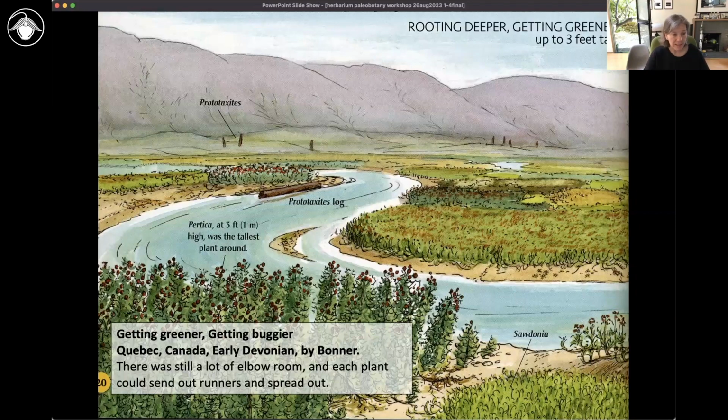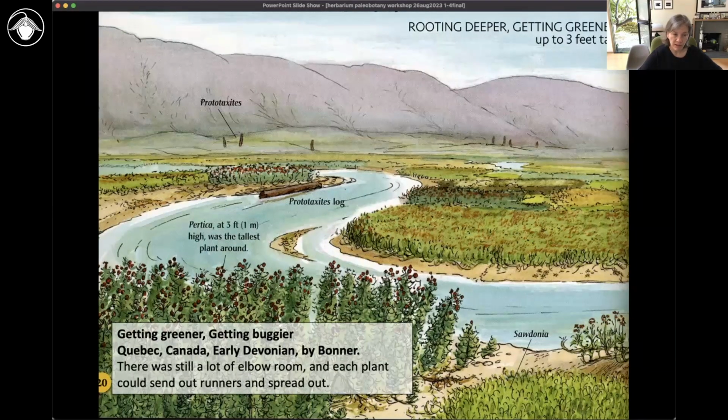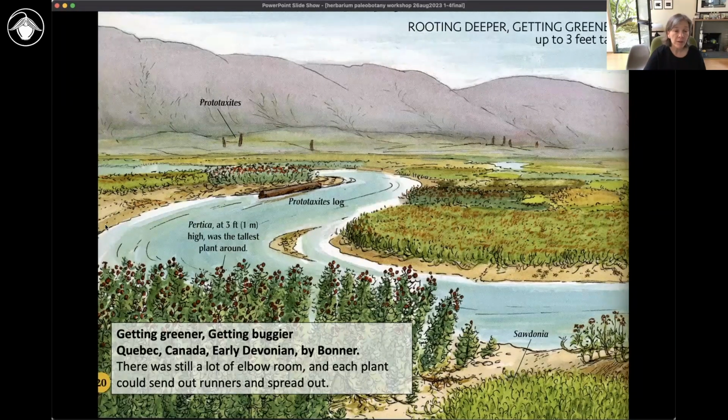So here we are looking at a reconstruction by Hannah Bonner, from one of her books. This is a landscape from Quebec in Canada during the early Devonian. It says getting greener and getting buggier. Some of the plants have developed roots and start to spread out over the landscape. They're not living further away from the water here in these hilly areas yet, so it's still not green.